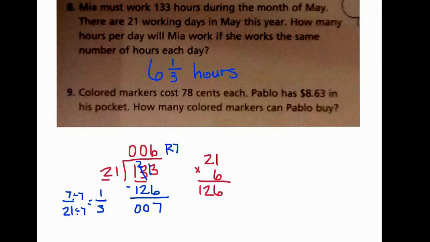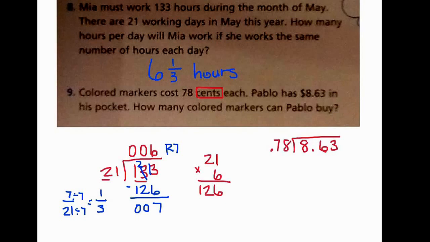Let's look at number 9. This says, colored markers cost 78 cents each. Pablo has $8.63 in his pocket. How many colored markers can Pablo buy? Okay, so the first thing I'm going to need to look at is taking his money amount, $8.63, that's his total, and he's dividing that by how much each colored marker costs. Now keep in mind this says 78 cents. That means we have a decimal.